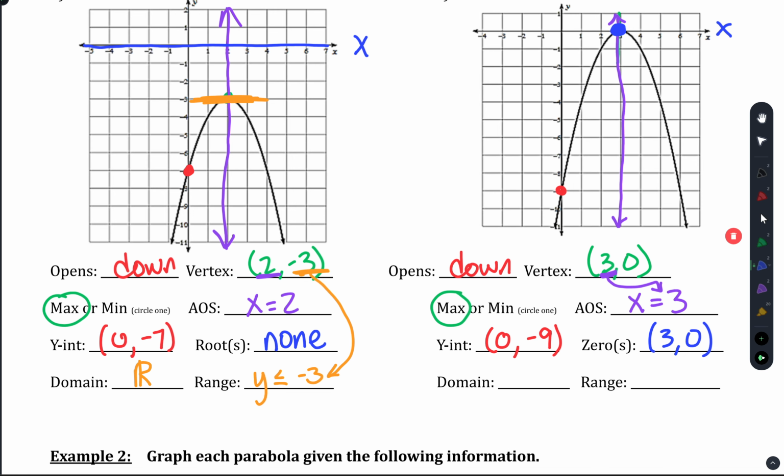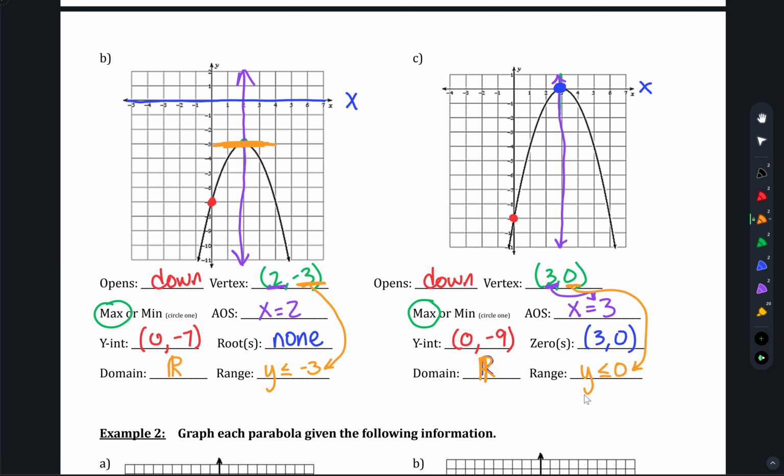Domain every single time is all real numbers. Oh, I didn't want that in blue, but that's fine. All real numbers. And the range here. Anybody want to give the range a go? James? Beautiful. Okay. Questions on these guys?